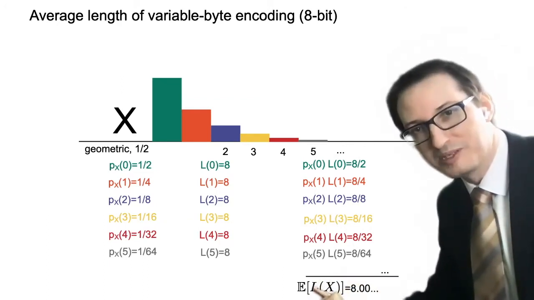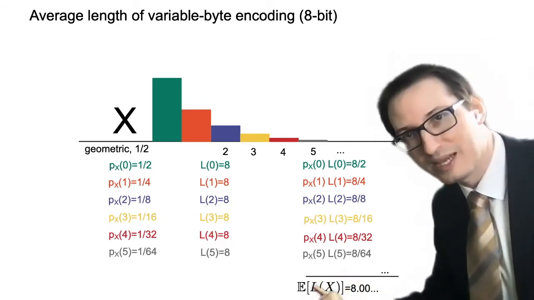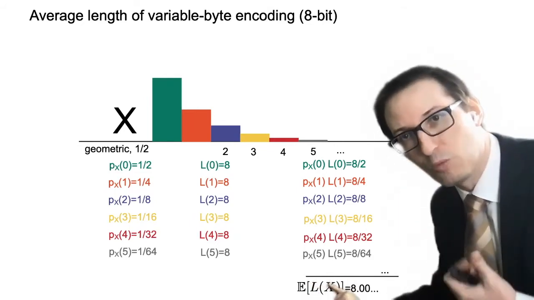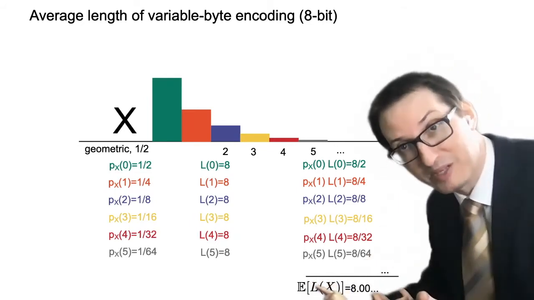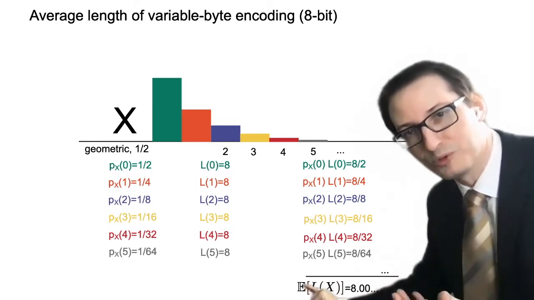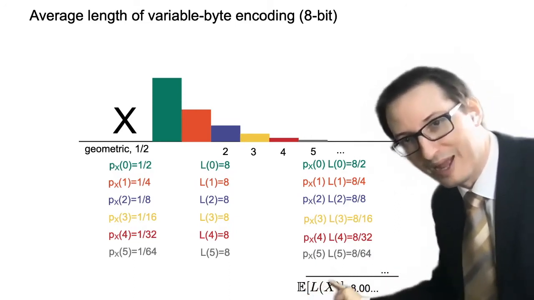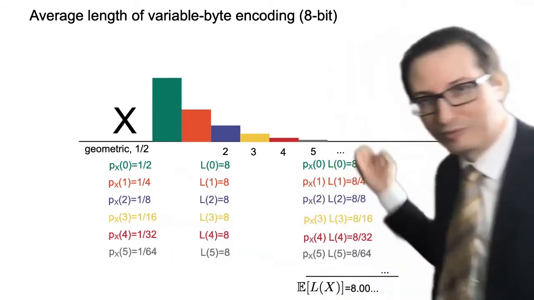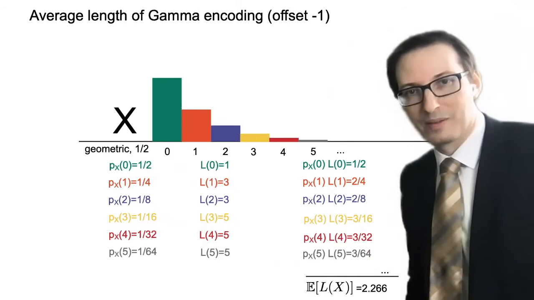Be careful. This is not like H, L here takes an integer as a parameter, not a random variable. So what I'm passing here is one possible value of x I'm passing to n, right? And then I'm computing the expected value of the length of that integer. Okay, and so if I apply this expected value formula, then I get 8.